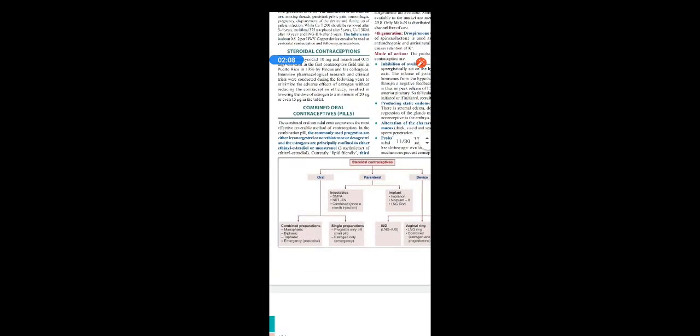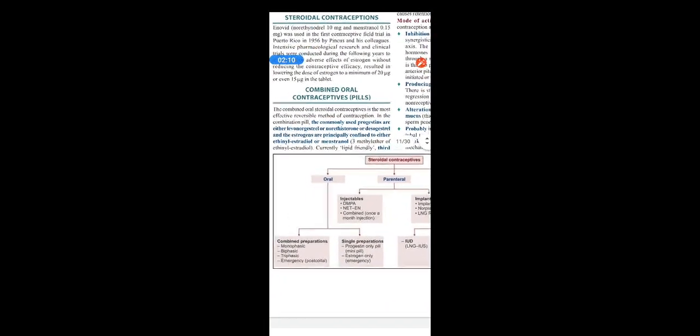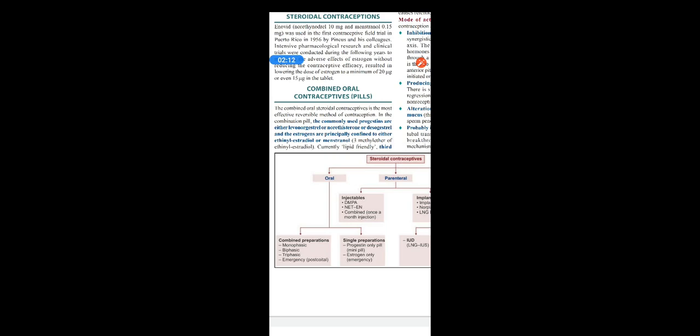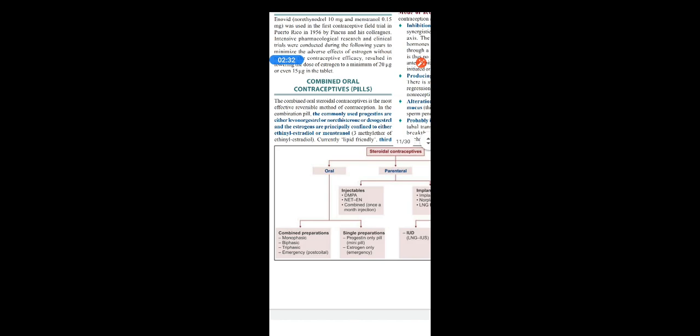So coming to first, the combined oral contraceptive pills or combined OC pills. The combined oral contraceptive is the most effective reversible method of contraception. Why is it called reversible? Because whenever the patient stops taking the pills, her fertility is regained. So it is a reversible method.